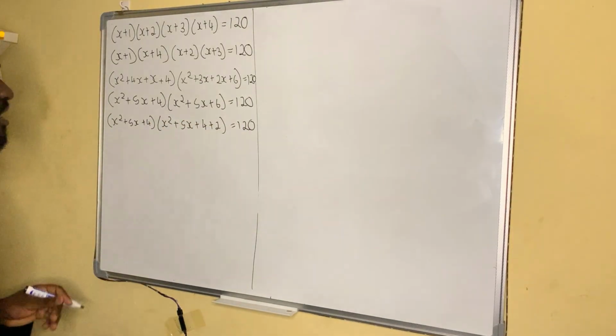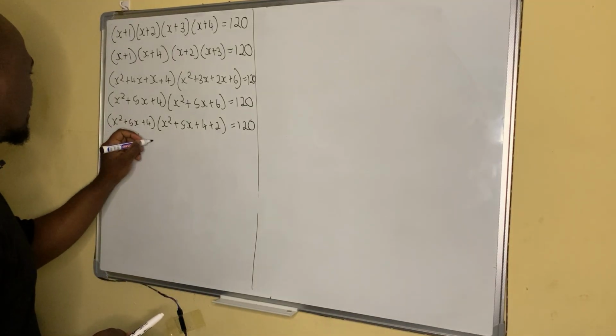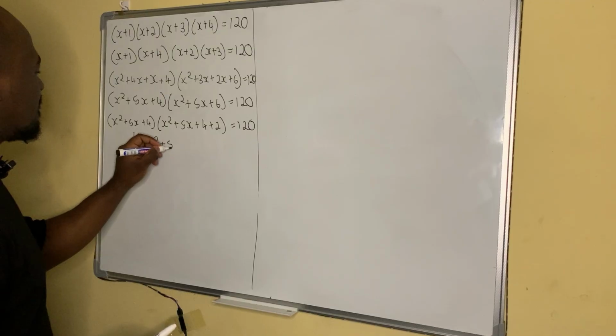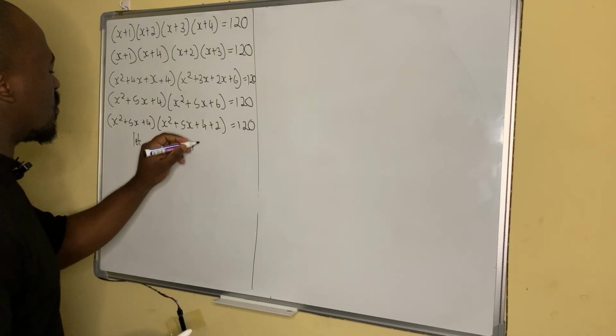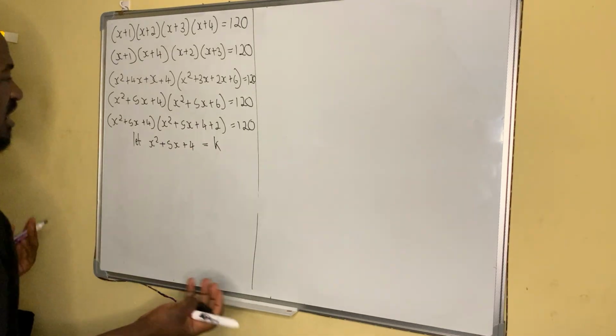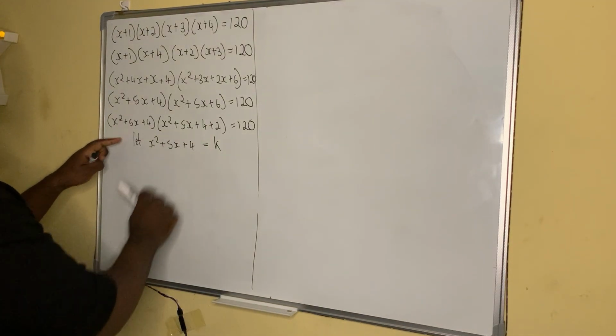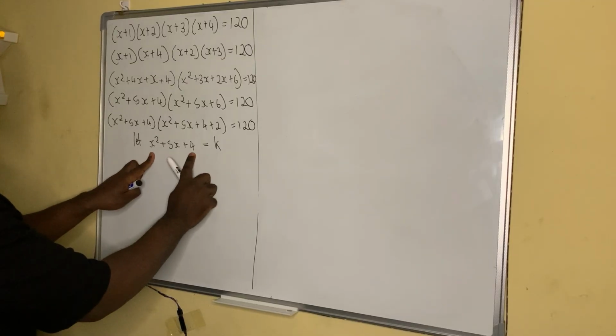Yeah, let's make it in a form of factorials. So we can let x squared plus 5x plus 4 be equal to k. We can use k, we can use whatever letter you want. Why? Because we have something that is common. So we see this trinomial, we'll put k.